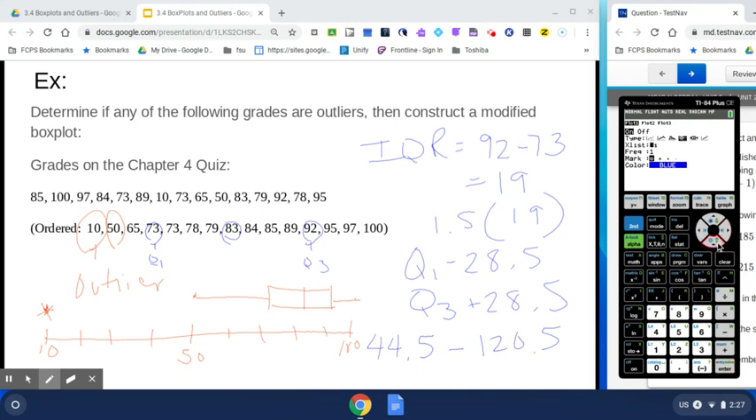Again, we use list 1 and we want to keep the frequency 1. I'm going to go ahead and hit that zoom 9 for zoom statistics, and we can see the modified box plot has the low outlier as a separate dot. If I hit trace, again, I can toggle between the values used to make that modified box plot.